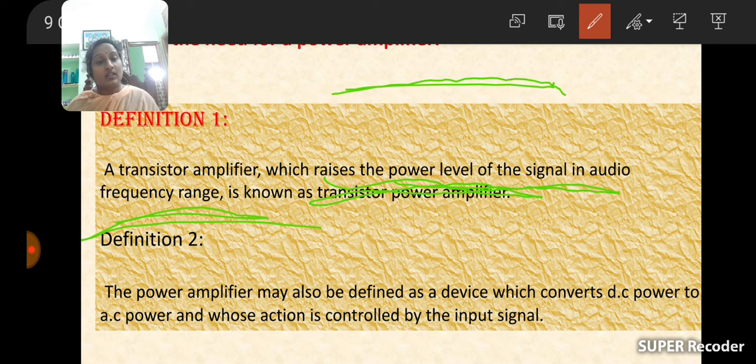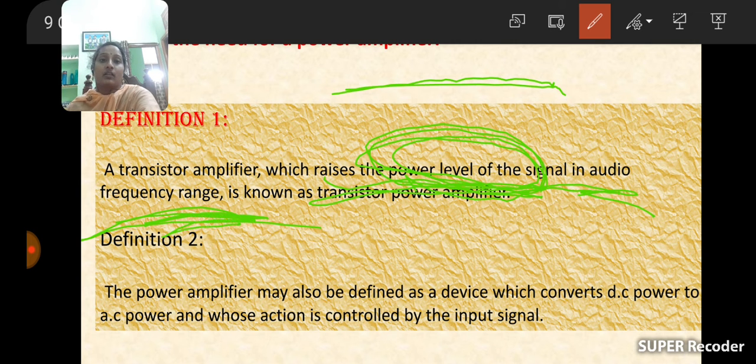What is meant by a general amplifier? It is a device which is used to increase the strength of a weak signal, called an amplifier. It is a circuit or an electronic device used to increase the strength of a weak signal. And coming to the power amplifier, it is an amplifier which raises the power level of the signal in the audio frequency range, not radio.